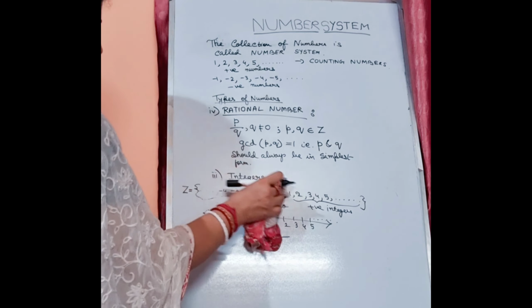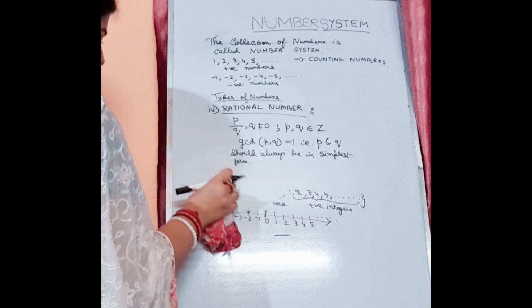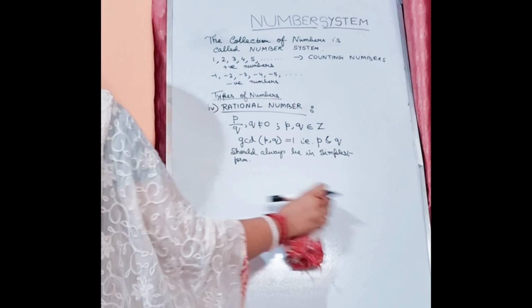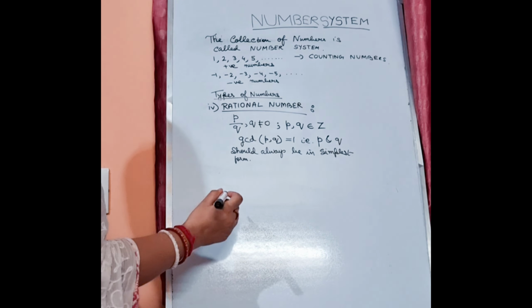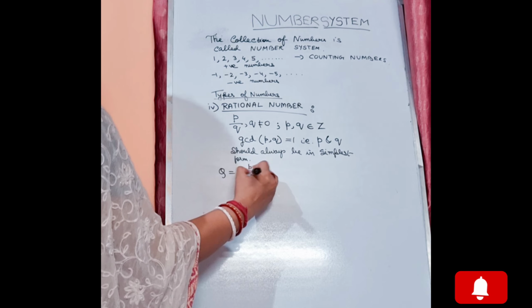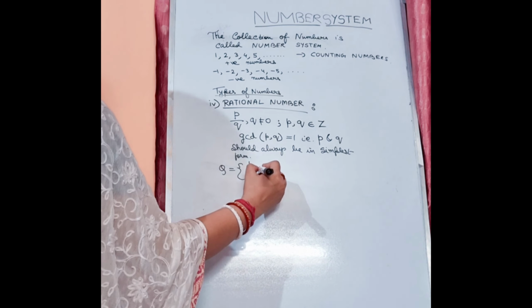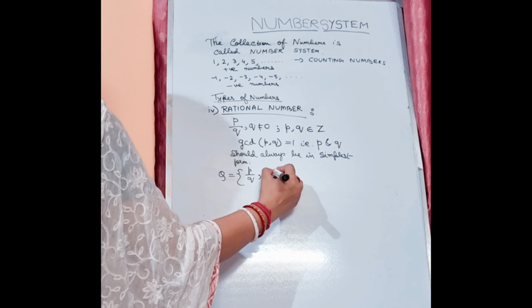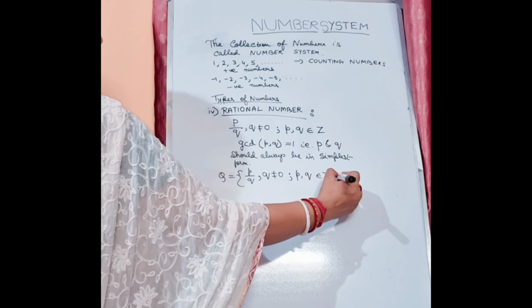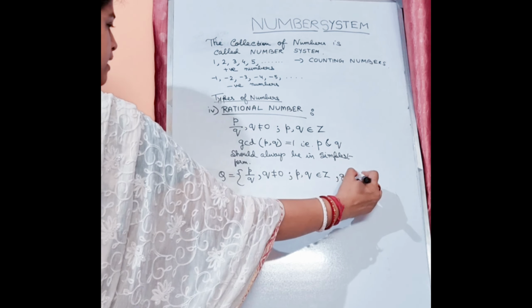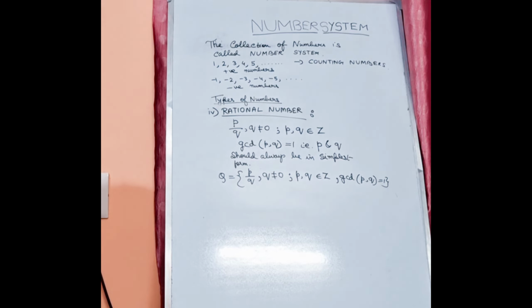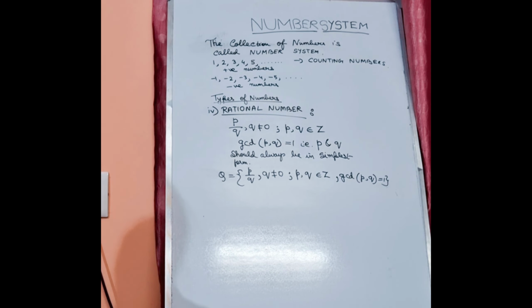Now, if we sum this up, the set of rational numbers is written by the letter Q, that is equal to p by q, comma, q not equal to 0, and p comma q belongs to Z. Also GCD of p comma q equals 1. Now what is that? It should be in simplest form.